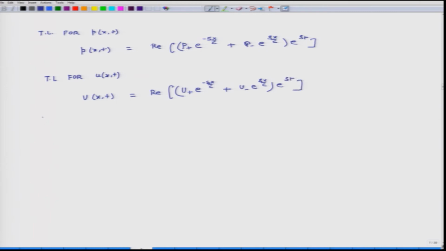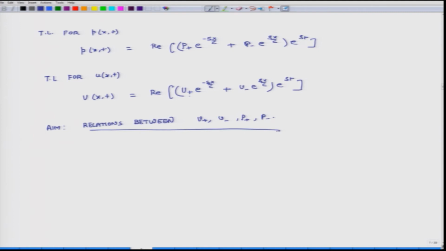So, what we plan to do today is find out the relationship between u plus, u minus, p plus and p minus. Our goal, or our aim, is to find relations between u plus, u minus, p plus, p minus. This is what we plan to do.